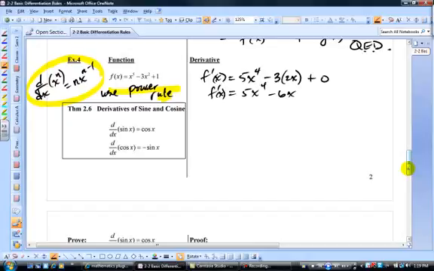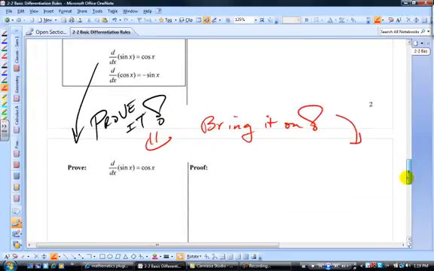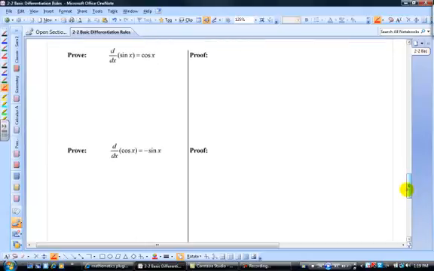Okay, and now what you have to do is find the derivatives of sine and cosine. And the theorem states that the derivative of sine is cosine, and the derivative of cosine is negative sine. Okay, so why is that? Well, we're not going to just accept it in this class. We're going to prove it. Aha! So I'll tell you what. Bring it on. Okay, so let's go ahead and do that. Let's turn the page here and let's prove why the derivative of sine x is cosine x, and then afterwards we'll prove the other one.